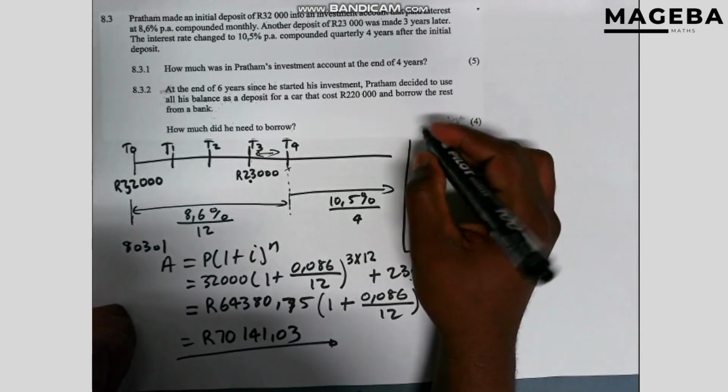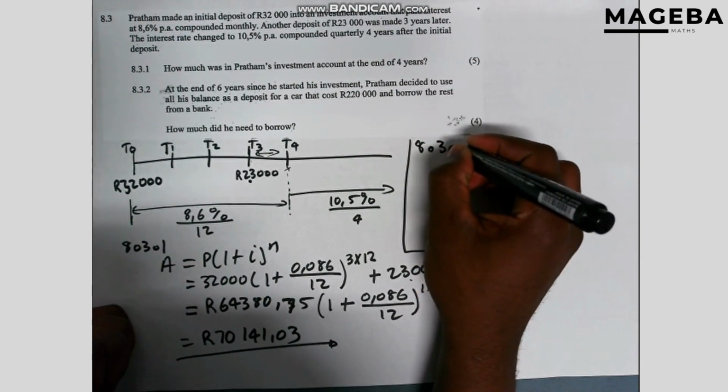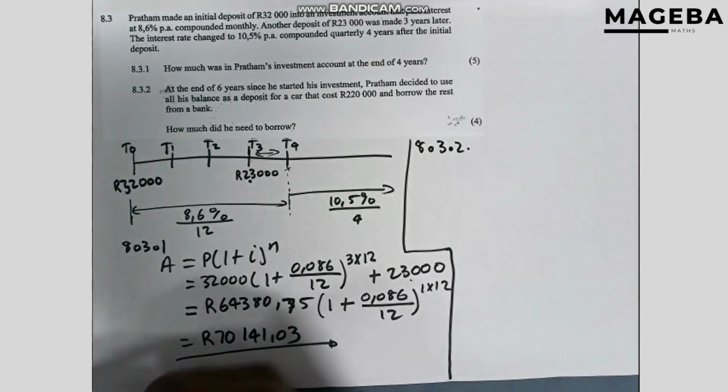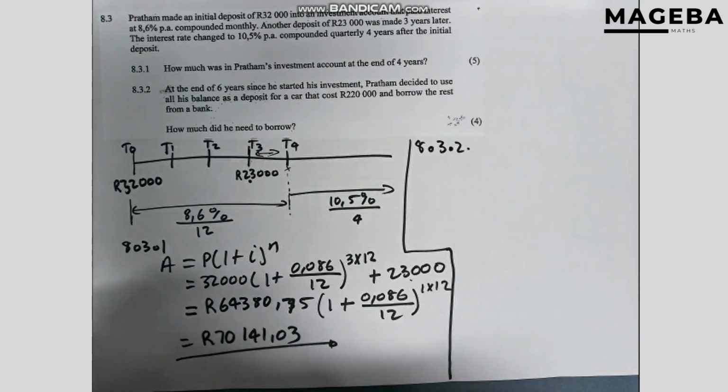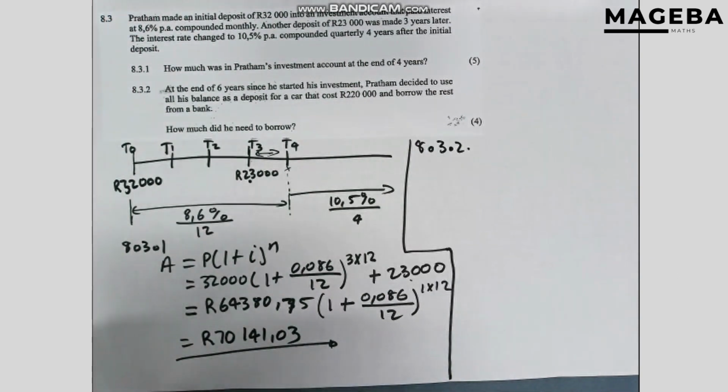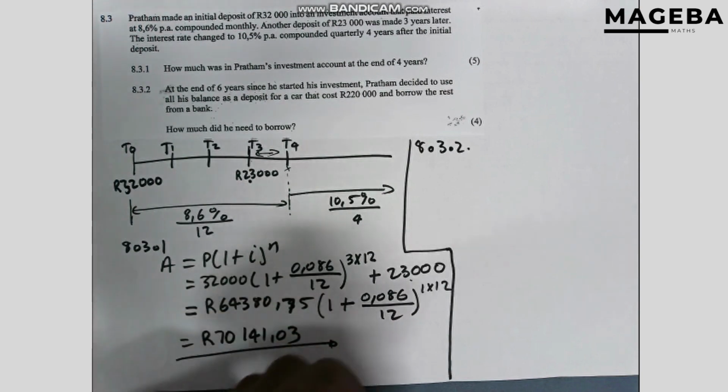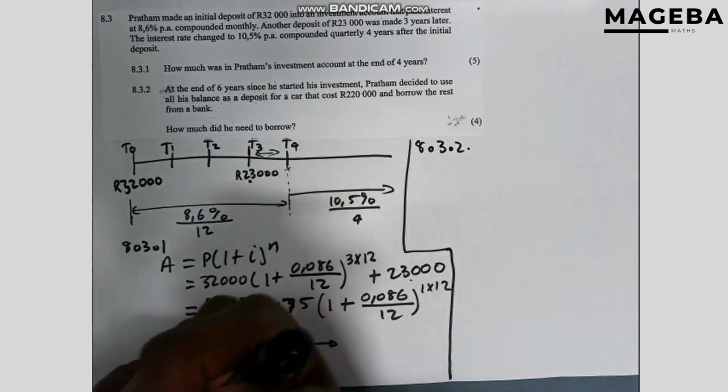Okay, now getting to the 8.3.2 question, it's saying now at the end of 6 years since he started his investment, Pratham decided to use all his balance as a deposit for a car that costs 220,000 and borrowed the rest from the bank. How much did he borrow from the bank? Now we're looking for the money that he borrowed from the bank. Let's go back to the question.